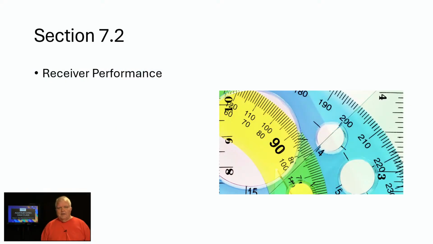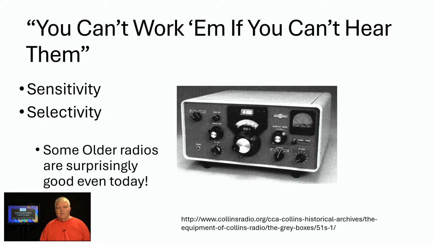We're back. I hope you got a chance to get your brain cooled down a little bit. And we're going to get right back into it, talking about receivers, one of my favorite topics, receiver performance. There's an old adage: you can't work them if you can't hear them. The two things that we ask of our receivers are to be sensitive, to be able to pick up weak signals, and also to be selective, to cut out interference so that we can hear the signals that we want to hear.